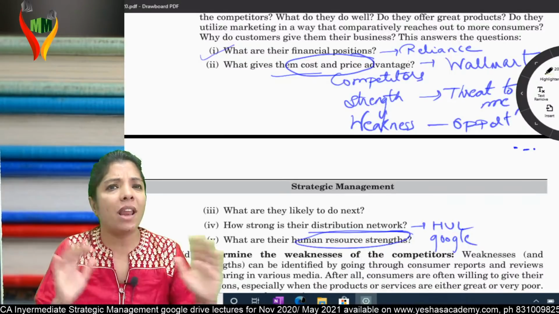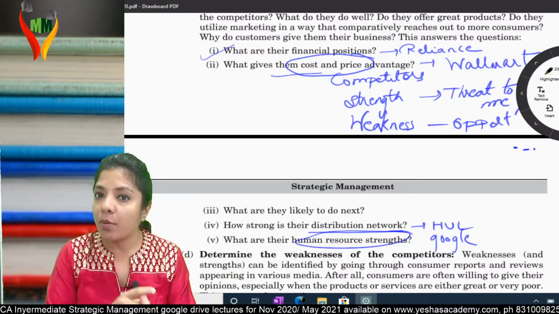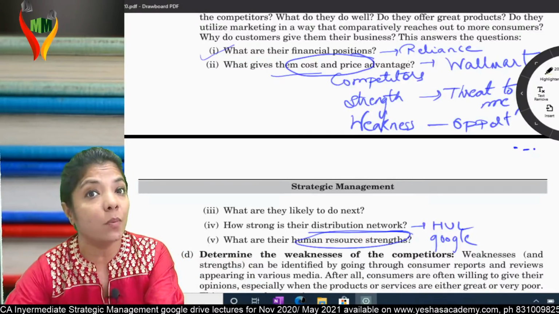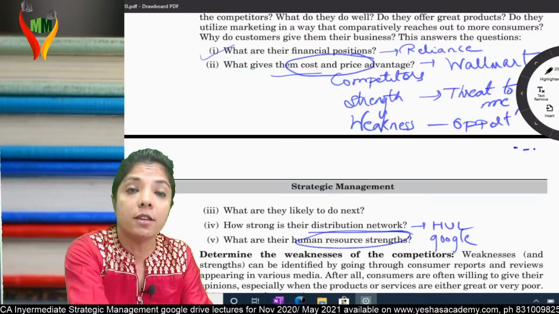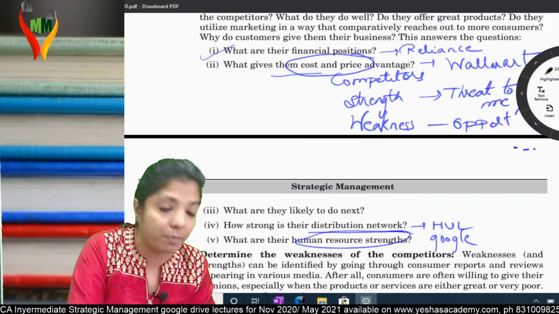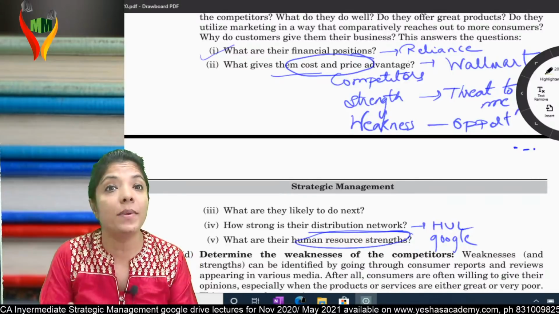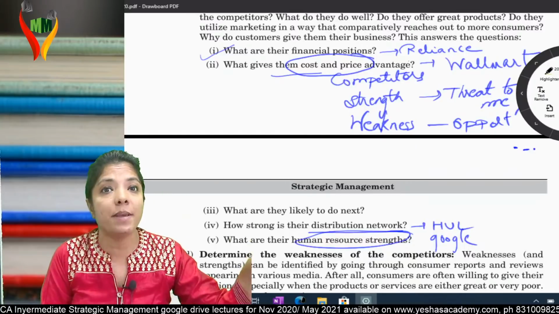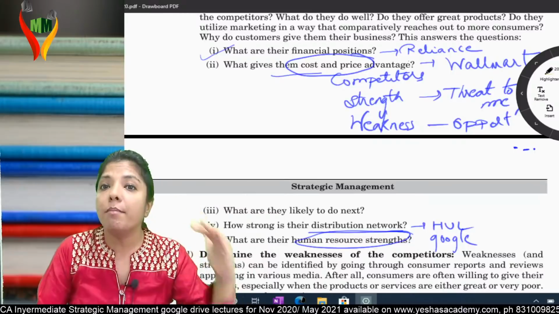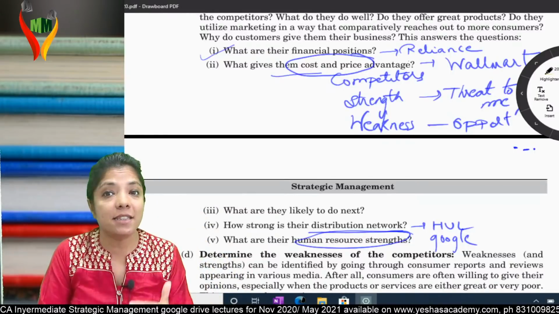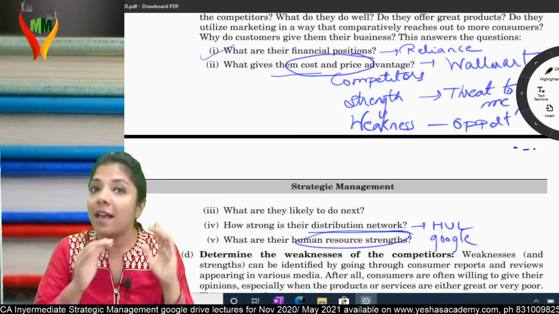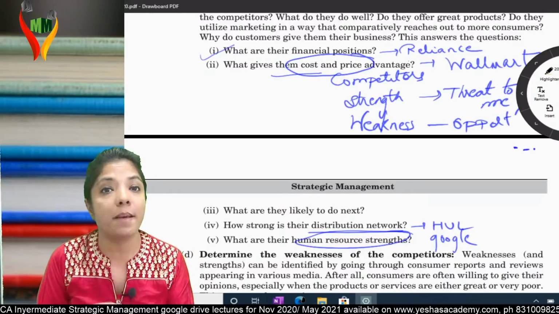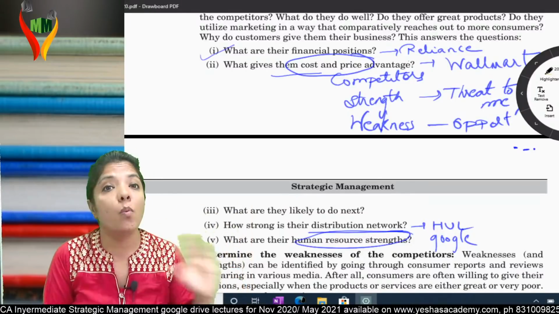I hope you're with me. What have we done till now? We're done with Chapter 1, which talks about what is strategic management. After that, we were done with Chapter 3, which talks about vision, mission, objectives, and goals. Now we started with Chapter 2 yesterday. And why have we started with Chapter 2? The reason was that after vision, mission, objectives and goals, my next step is analysis, and Chapter 2 talks about analysis.